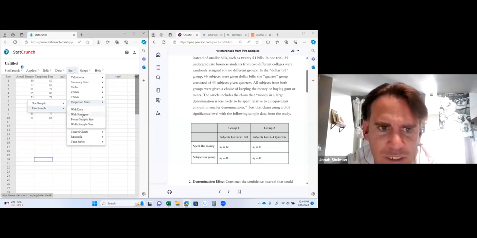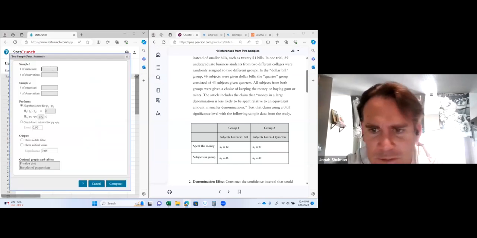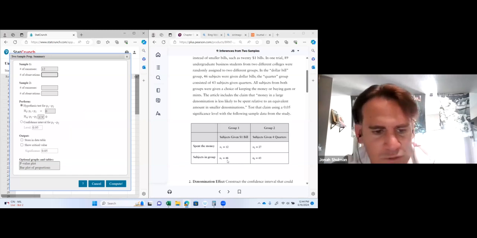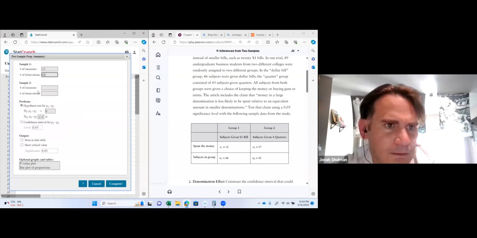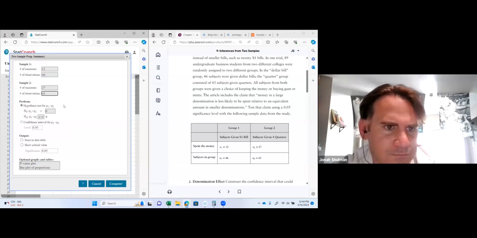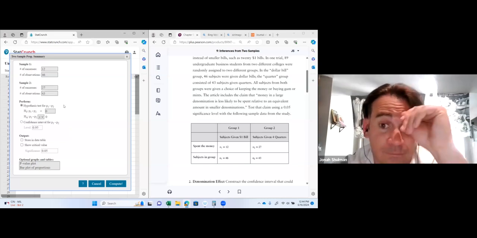We don't have data, we just have the summary. So the number of successes for the first one was 12 out of our N, which is the number of people. And for sample two, I have 27, and our N is 43. Okay.